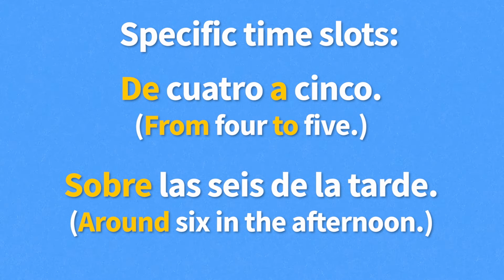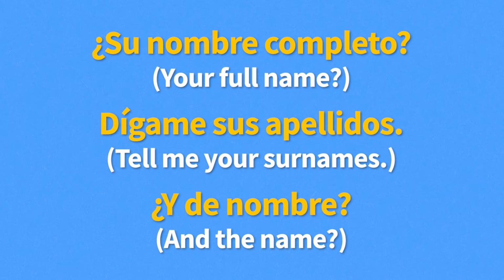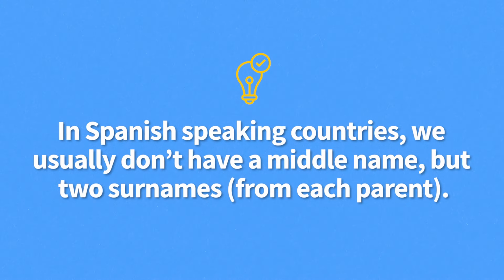After deciding on a specific date and time slot, they'll probably ask for your basic information. This includes your name. For example, su nombre completo, your full name. Dígame sus apellidos. Tell me your surnames. Y de nombre, and the name. Fun fact, in Spanish-speaking countries, we usually don't have a middle name. Instead, we have 2 surnames, one from each parent.